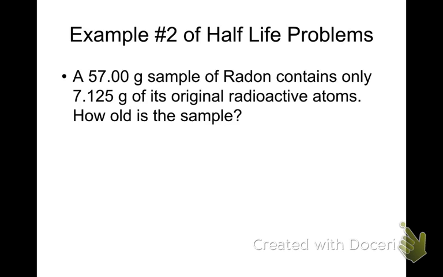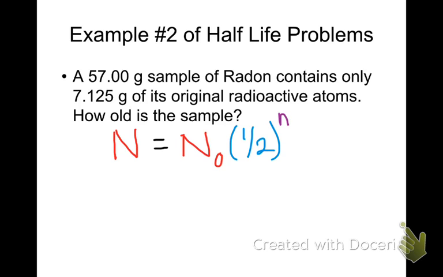I want to show you the equation that we ended up with for our type A problems, and we're going to work backwards. We said that the amount left that's still radioactive, N, is equal to the amount that we started out as radioactive at time 0, N0, multiplied by 1/2 to the power of n.